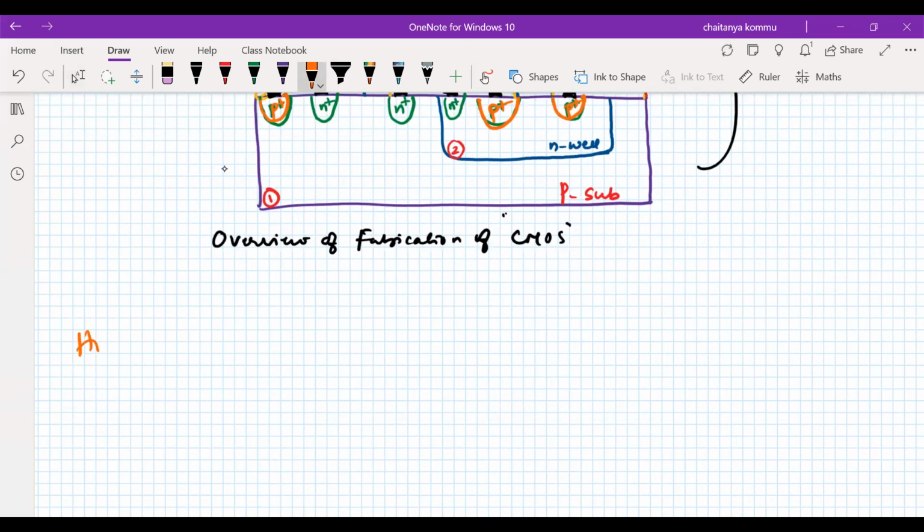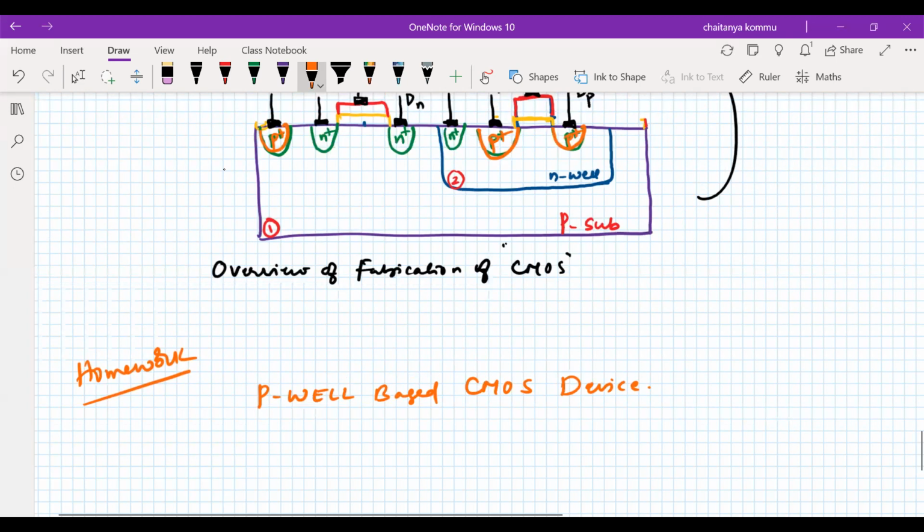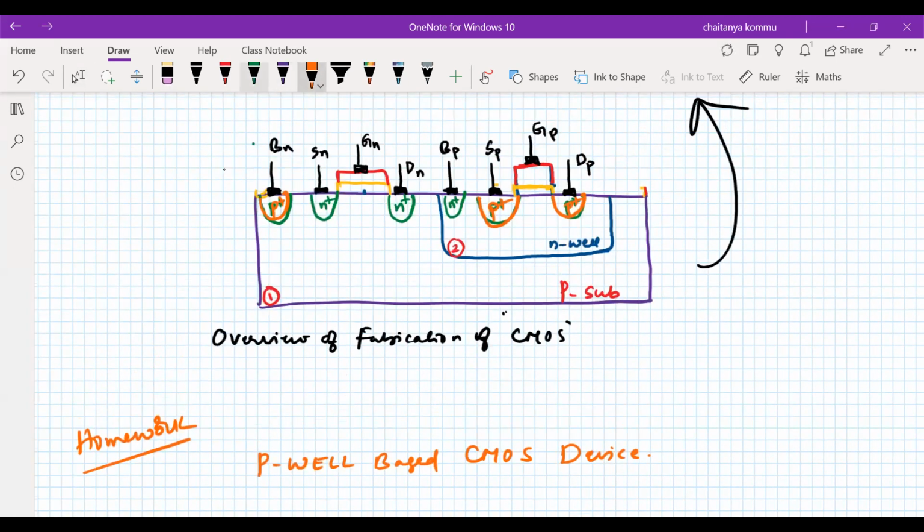Considered as a homework: realize the P-well based CMOS device. P-well based CMOS device. So what do we have to do? I'm just going to give you a hint.